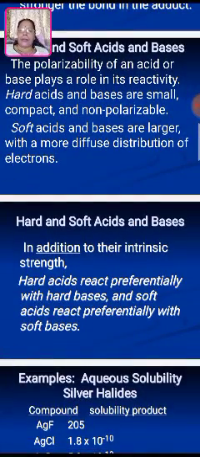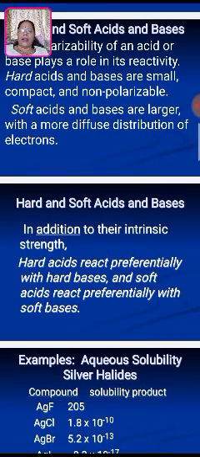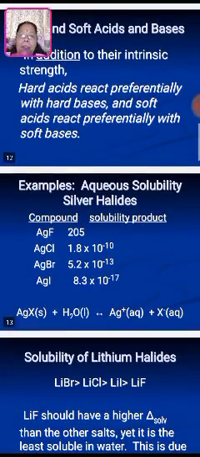Hard and soft acids and bases, in addition to their intrinsic strength, hard acids react preferentially with hard bases and soft acids react preferentially with soft bases. So there is an attraction between hard and hard, soft and soft. The concept is that hard acids react preferentially with hard bases only to form compounds, whereas soft acids react preferentially with soft bases. An example is given with silver fluoride, silver chloride, silver bromide and silver iodide.